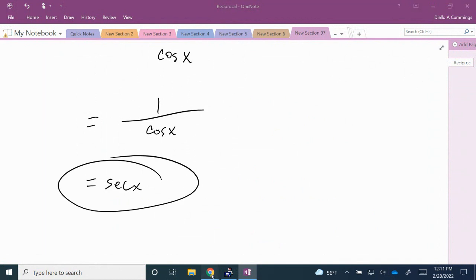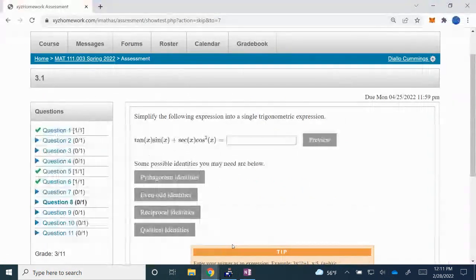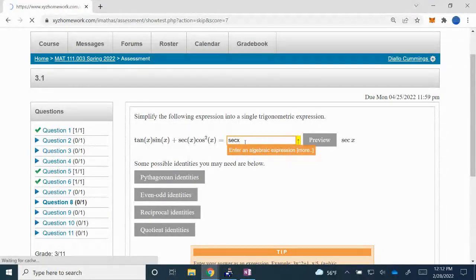So just notice in this particular problem, it didn't ask us to write our final answer in terms of a sine or a cosine. All right, so instead of stopping at the point where everything was written in terms of sine and cosine, we went a little bit further, and we have secant x.